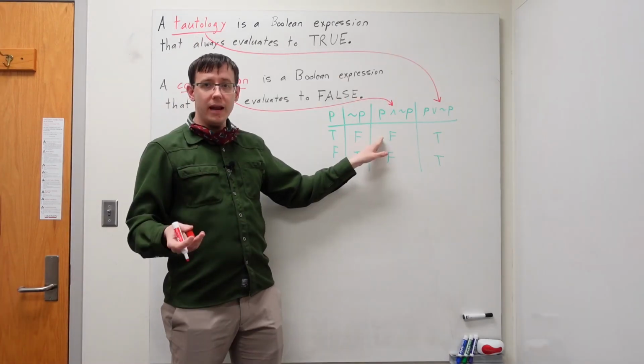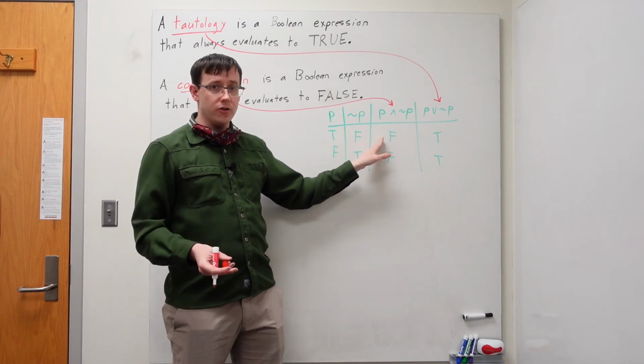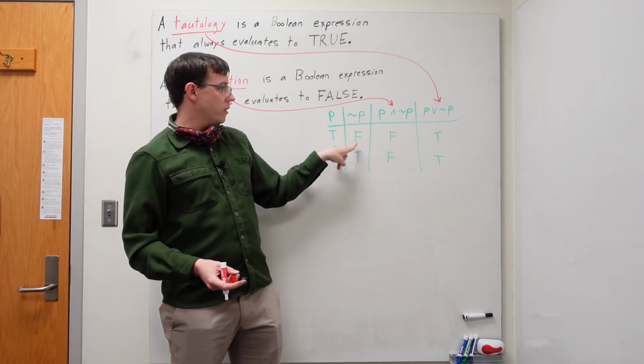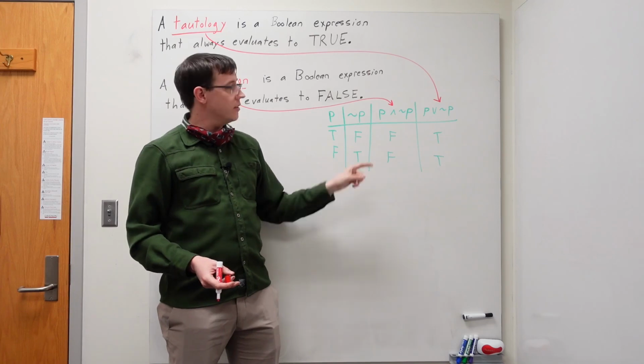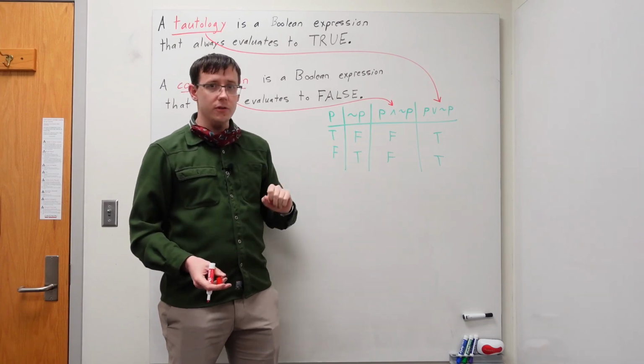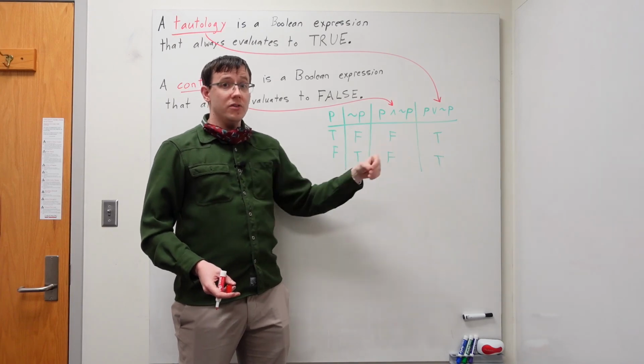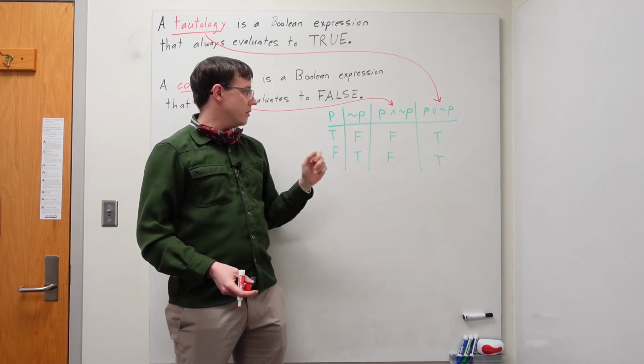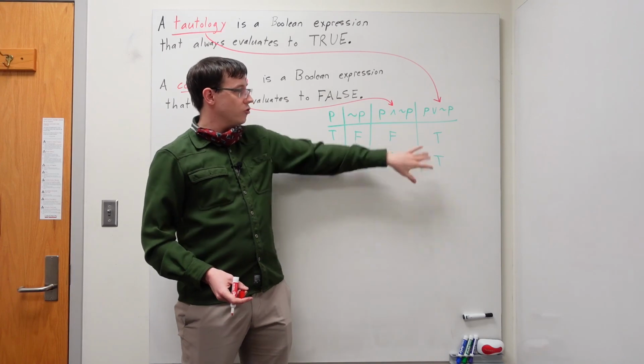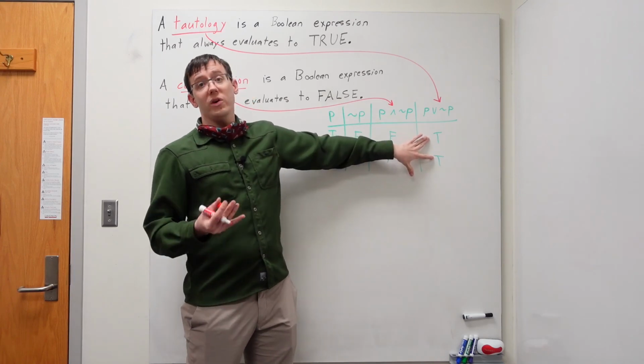A variable ANDed with its negation is a contradiction because one or the other must be false, and so the AND will always be false, whereas a variable ORed with its negation is a tautology because one or the other must be true, and so the OR will always evaluate to true.